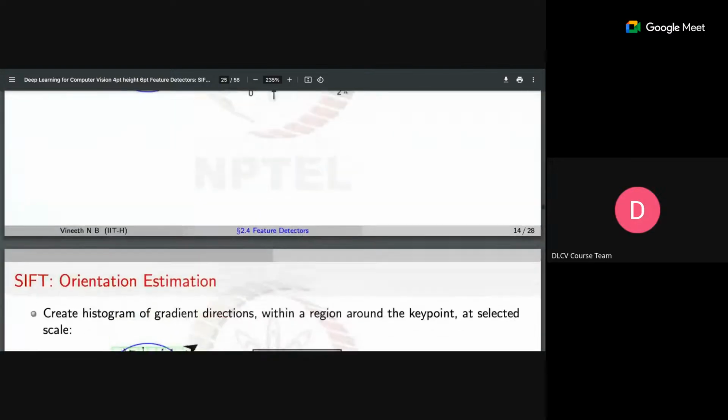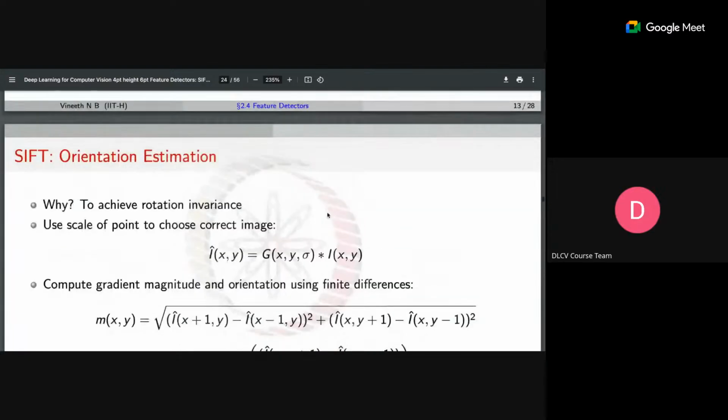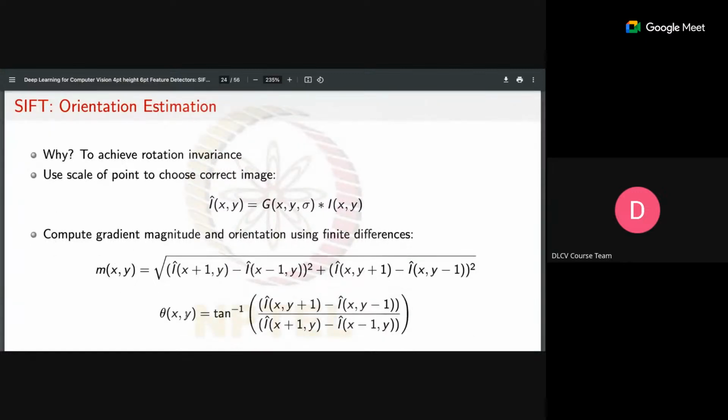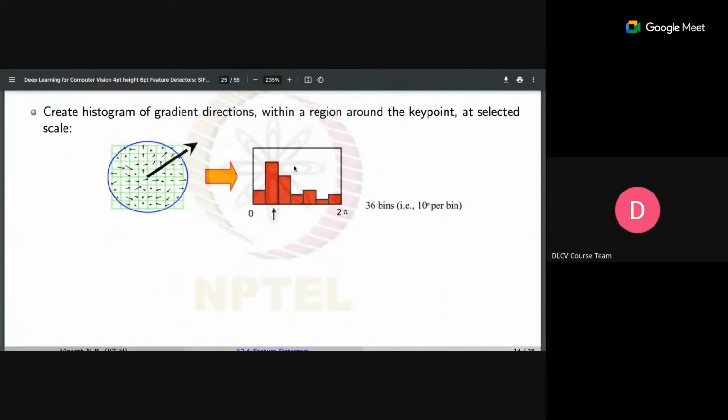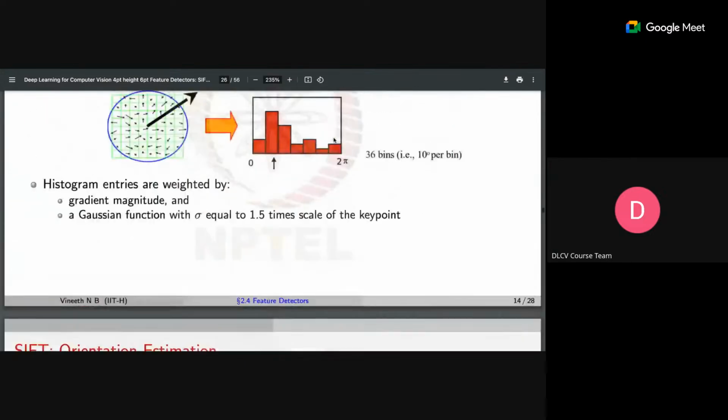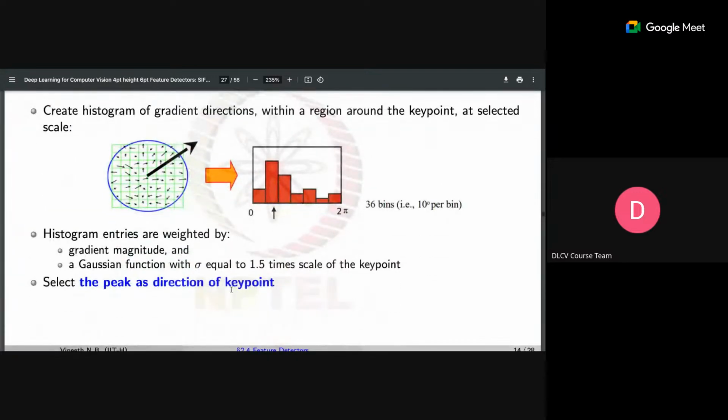So see here, you have this Gaussian g of x, y, sigma. It will be 1.5 times k times sigma. That you will use to calculate this I hat of x, y, which will give you m of x, y and theta of x, y, and then you basically create a histogram of gradient directions within a region around the key point. And once you get the histogram, your peak is the direction of your key point, wherever your peak is.